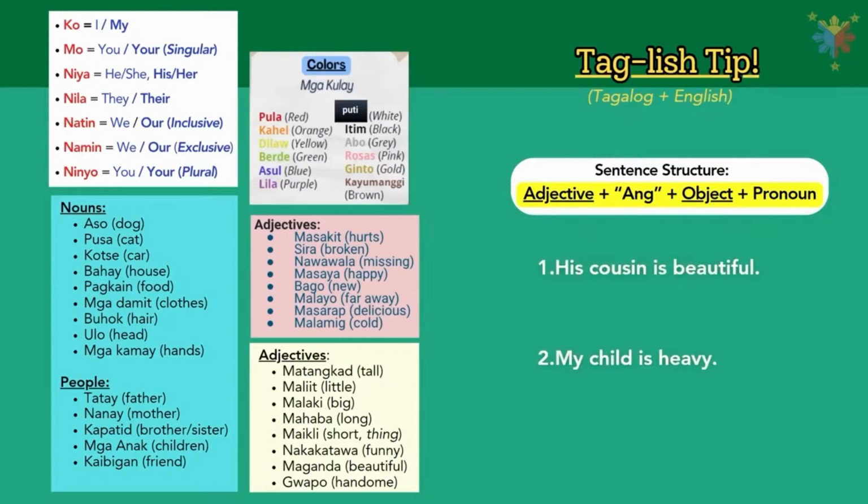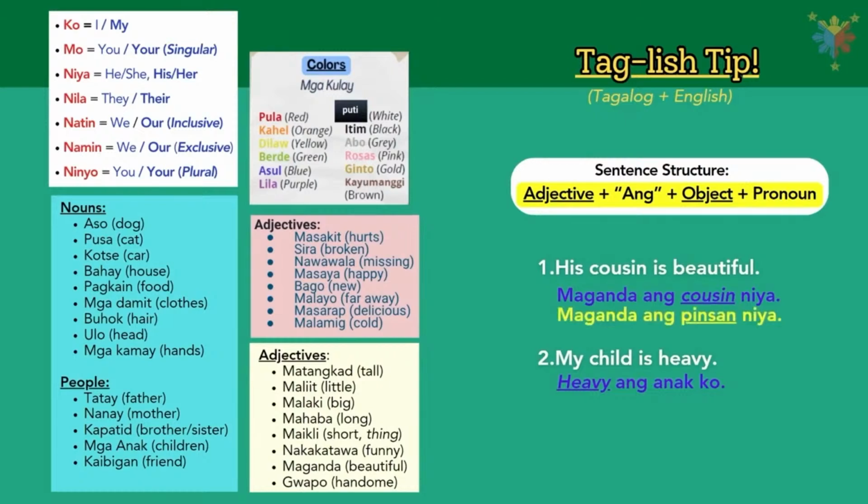For example, his cousin is beautiful, or my child is heavy. We didn't learn the word for cousin, we didn't learn the word for heavy. So you can just say them in English. Maganda ang cousin niya. His cousin is beautiful. Or heavy ang anak ko. My child is heavy. So that works. That's perfectly fine. But the idea is to go back and look up what those words are later so that eventually you can say the whole thing in Tagalog.